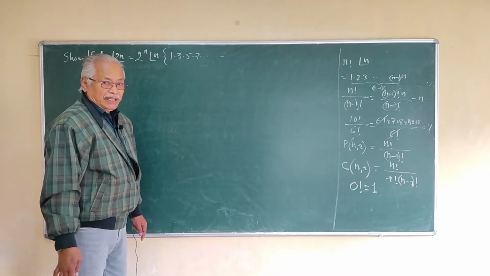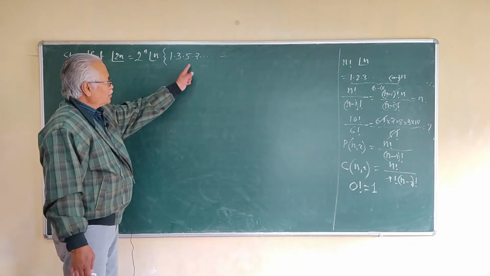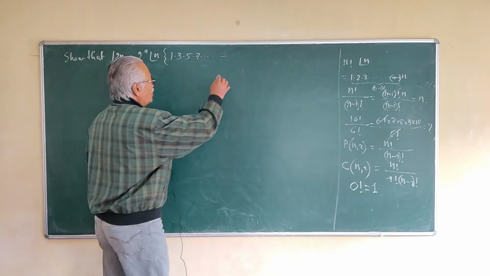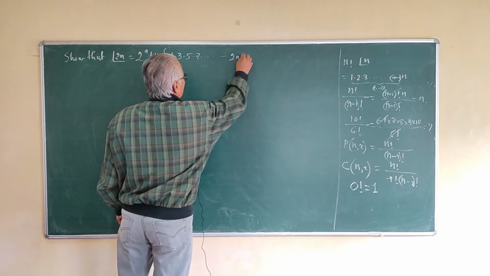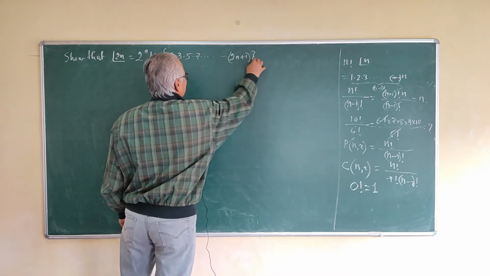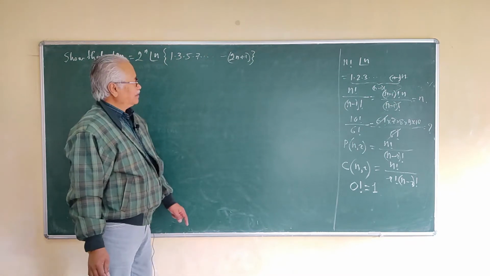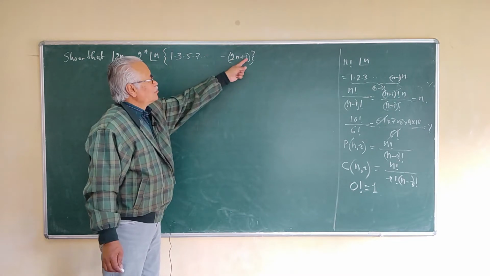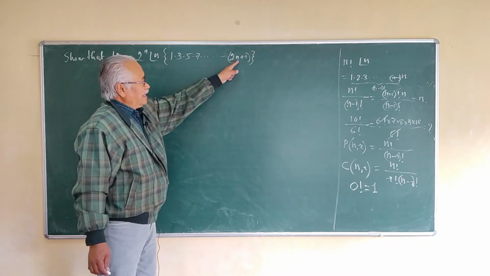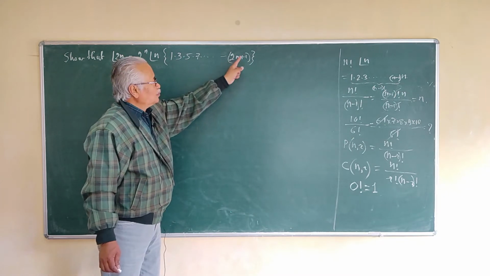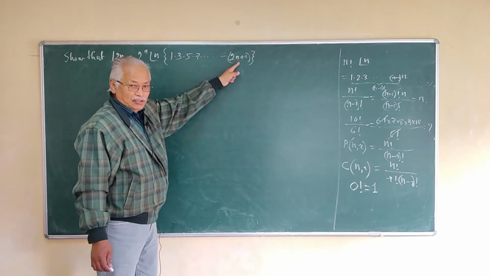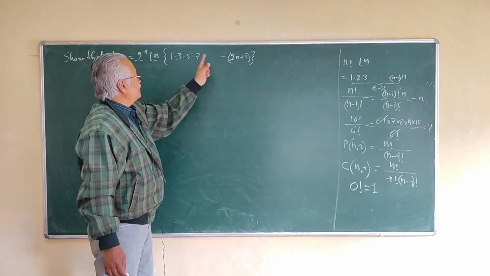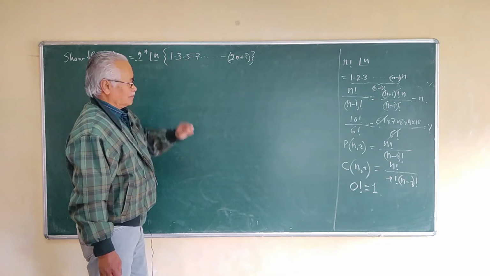You all must have learned arithmetic progression during your school days. So obviously the nth term is going to be twice n plus 1. Is that right? Check. How do you check it? Put n equal to 0, then its value will be 1. Put n equal to 1, 2 ones are 2 plus 1 is 3. Put n equal to 2, 2 twos are 4 plus 1, 5. So this is the first term, second term, third term, and this is the nth term.